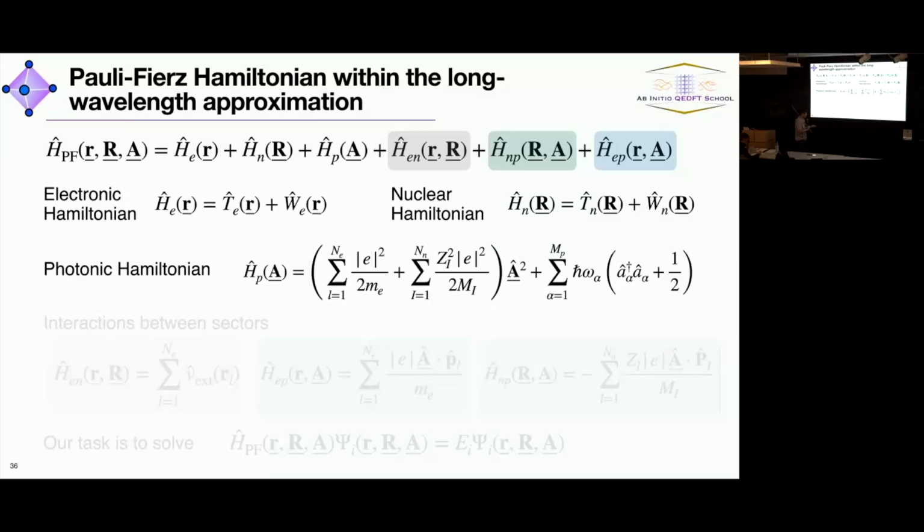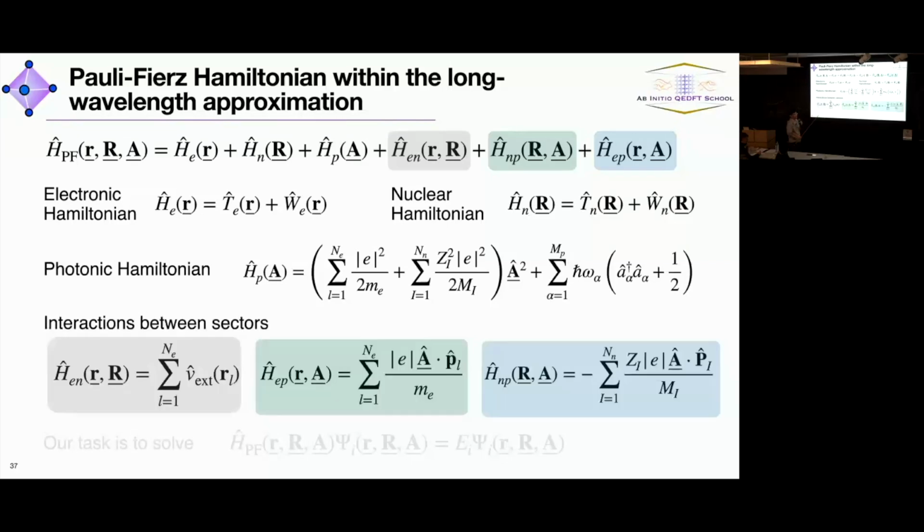Okay, so after that, in addition to these three pure electronic, nuclear and photonic Hamiltonians, we also have the interaction between different sectors. So we have electron-nuclei and electron-photon. Basically, this is a paramagnetic contribution. And also we have a paramagnetic contribution from the nuclei and the photon itself. The issue now is that we want to solve this Hamiltonian, and as you already see, it's very cumbersome to solve. So that's why we have to do the partition.